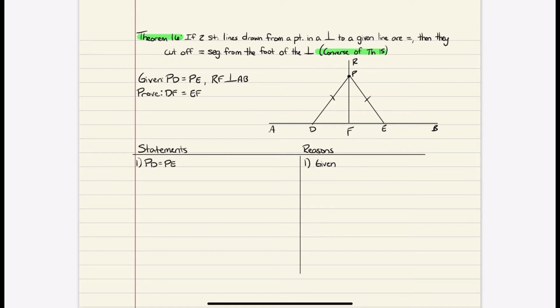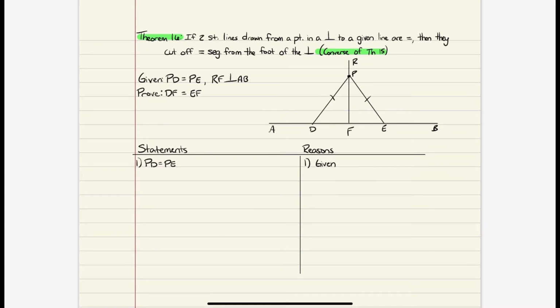And so it's the same idea, but opposite. And many times in geometry, converses are true, but many times also they're not always true. And so we've got to be careful. That's why we have to prove the converse of that Theorem 15, because it isn't just automatically assumed to be true. And so here we go. Again, we're trying to prove that if those two lines are equal, they cut off equal segments from the foot of the perpendicular.